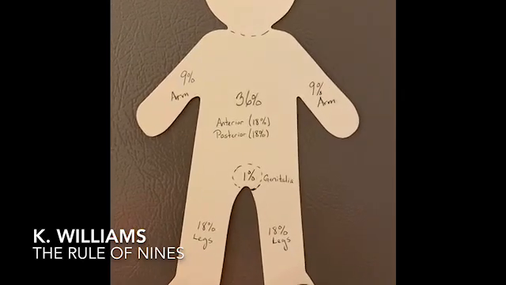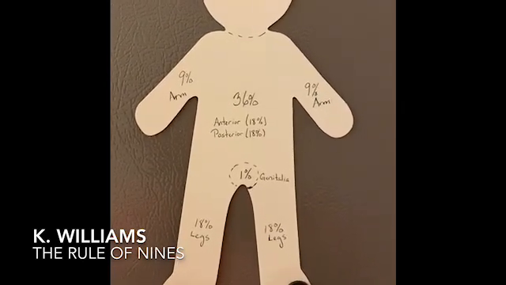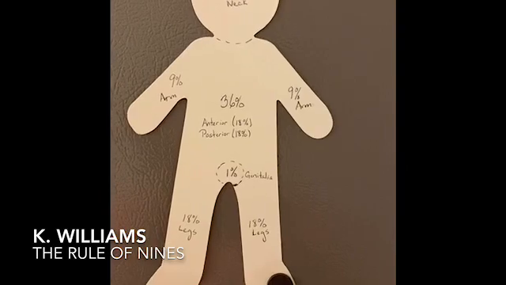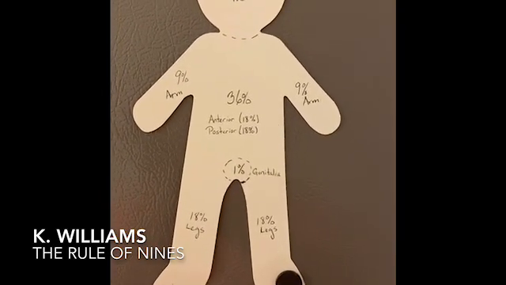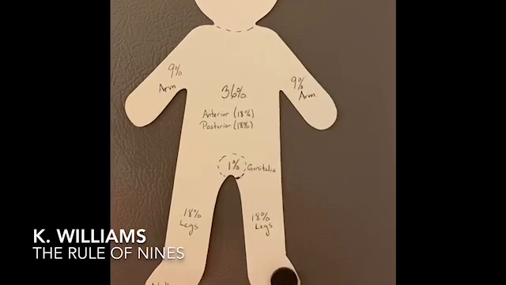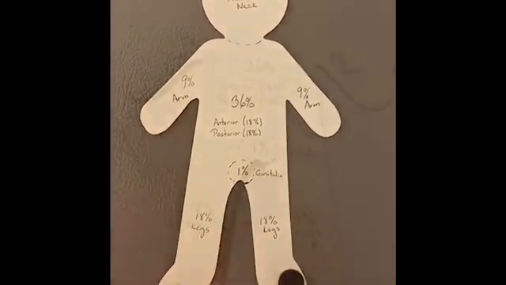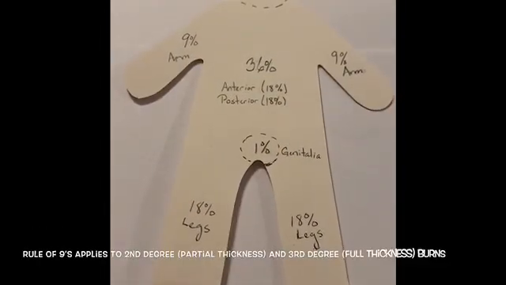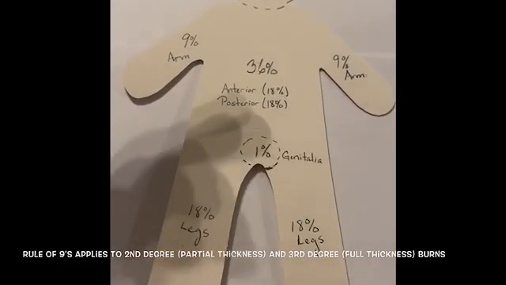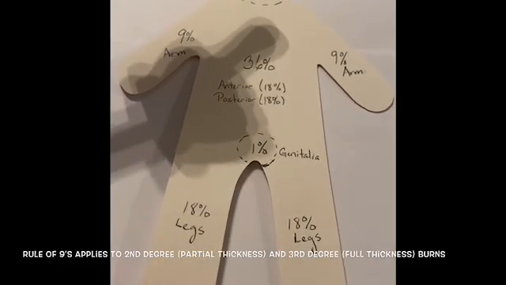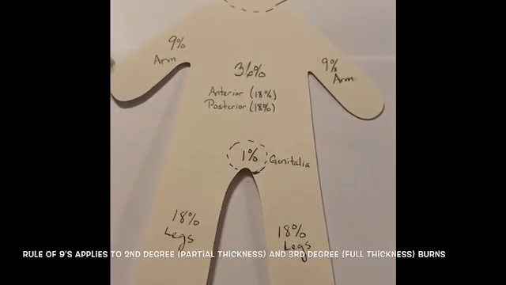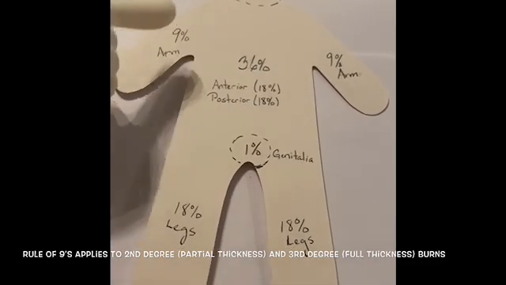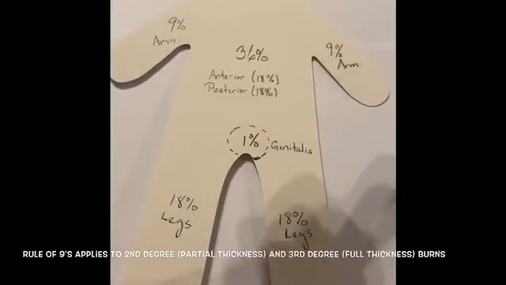When searching for a correct way of breaking down the rule of nines, I decided to use the U.S. Department of Health and Human Services breakdown of these percents. They've broken it down like this. The head and neck of Adam equals 9%. Each arm is 9% apiece.